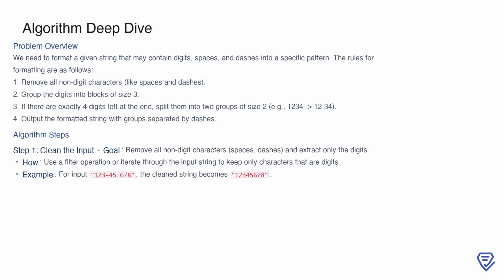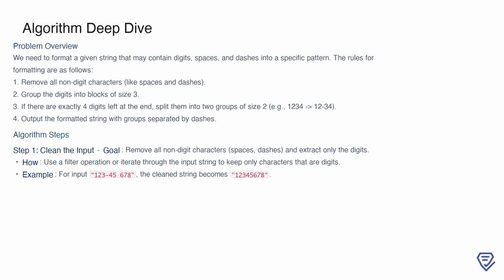Here, we are tasked with reformatting a phone number string into a specific pattern. The input string may include digits, spaces, and dashes, but we need to produce an output with groups of digits separated by dashes. To do this, we follow a series of rules. First, we remove any non-digit characters, such as spaces and dashes, leaving only the numeric digits. Next, we group these digits into blocks of size 3. If, at the end, there are exactly 4 digits left, we split them into 2 groups of size 2. Finally, we join all the groups with dashes to form the formatted string.